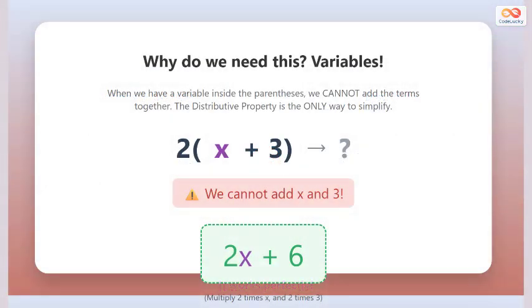But here is the catch. In algebra, we often deal with variables. Look at this expression, 2 times the quantity x plus 3. We cannot add x and 3 because they are not like terms. This is where the distributive property becomes a superpower. We multiply 2 times x to get 2x and 2 times 3 to get 6. The simplified result is 2x plus 6.